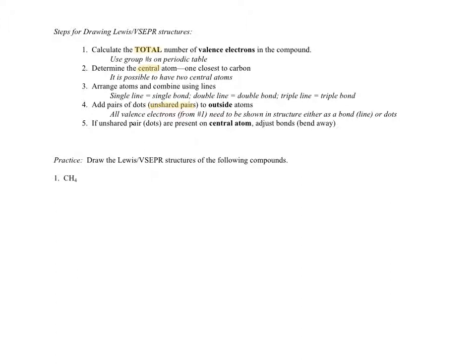So if we look at number one, we're first going to calculate the total number of valence electrons. And remember, we do that by adding the total number of valence from each element, and you find that using its group number on the periodic table. So carbon is in 4A, so it has 4 valence electrons. Hydrogen is in 1A, so it has 1, but since the subscript of 4 is there, you're going to multiply that 1 by 4, and you're going to get a total of 8 valence. So either in lines or bonds, or lone pair dots, you need to show 8 valence electrons in this structure.